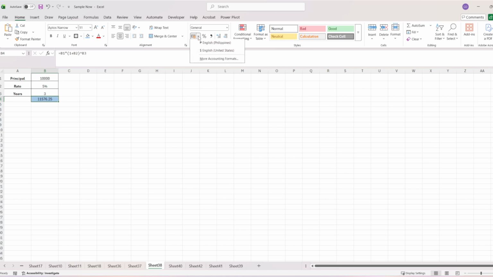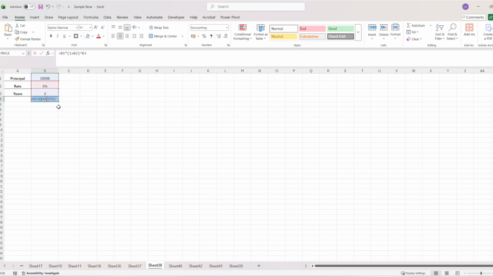Here's a quick breakdown of what each part means. B1 is your initial amount, the principal you start with. B2 is the interest rate per period, in our setup per year. B3 is the number of periods, here the number of years. And the caret symbol applies the power that creates the compounding.